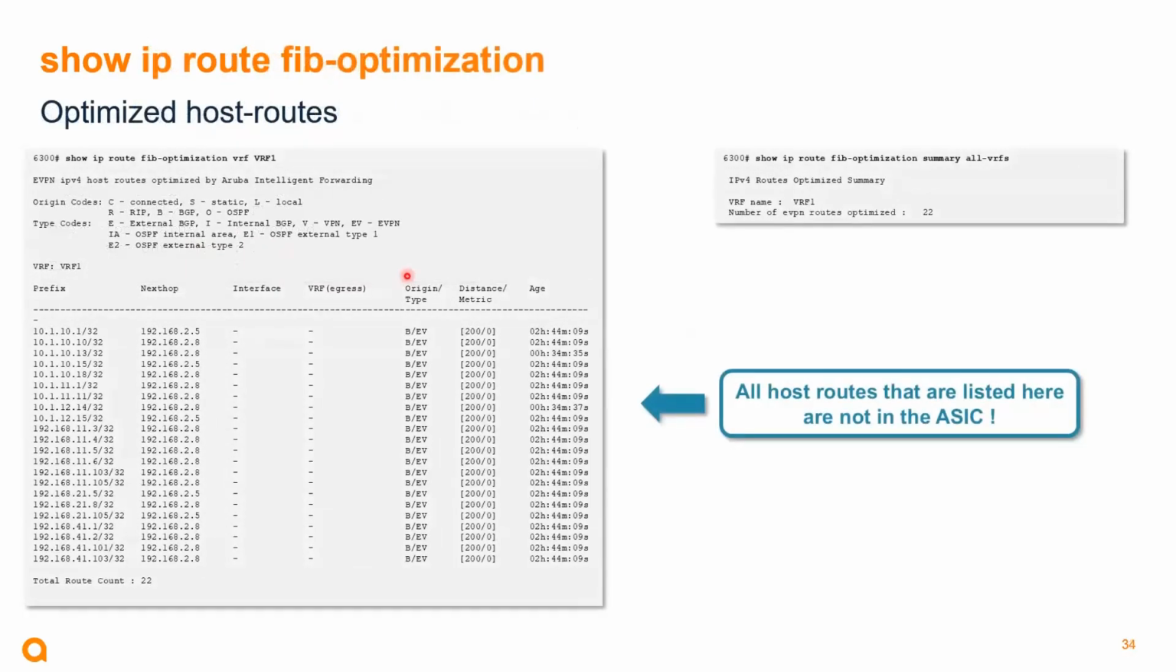As well, you have a show IP route FIB optimization per VRF, where you see the list of hosts that are optimized, so that are known as type 2, but not yet programmed in hardware. And you have a summary keyword if you want just the count of those routes. There has been some discussion about whether we should have such a command or include that in the show IP route with a flag. So stay tuned. There might be some change in the future for ease of usability.